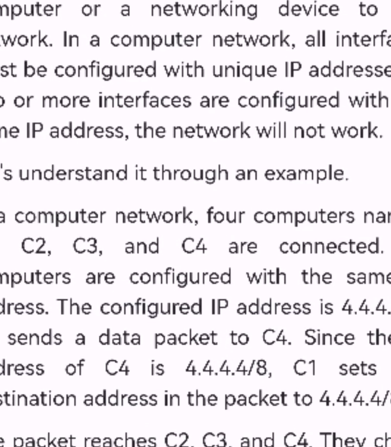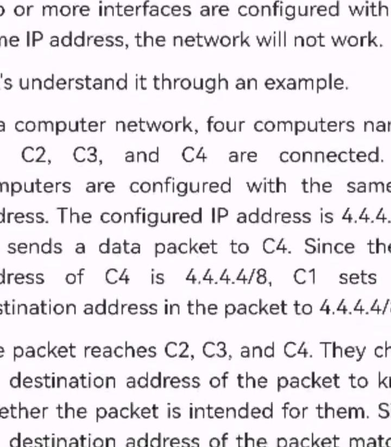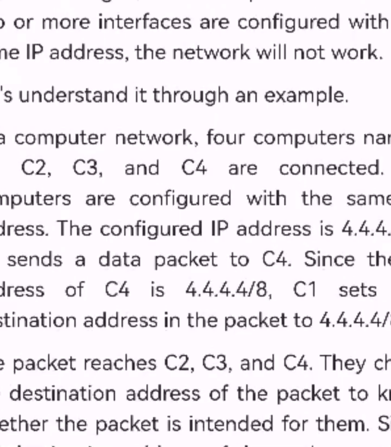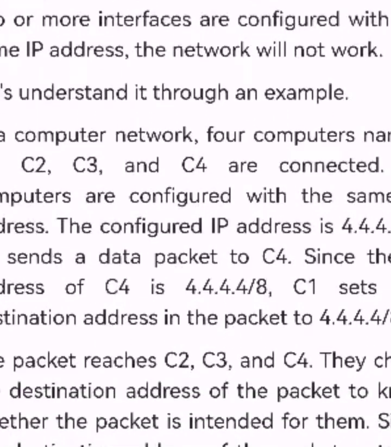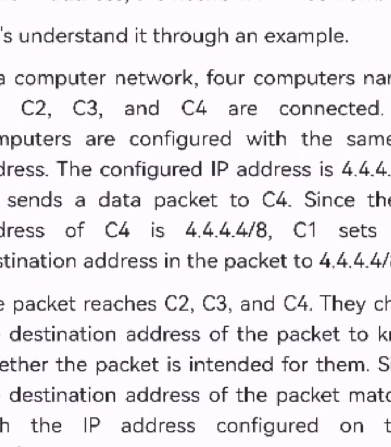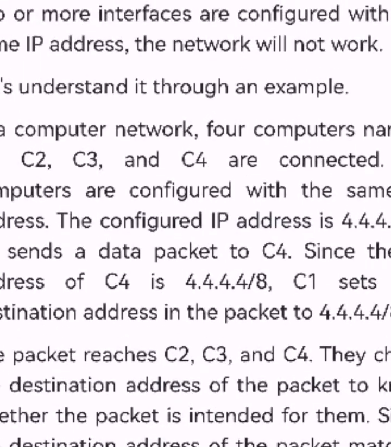In computer networks, IP addresses are assigned on interfaces, and an interface connects a computer or a networking device to the network. In a computer network, all interfaces must be configured with unique IP addresses. If two or more interfaces are configured with the same IP addresses, the network will not work.